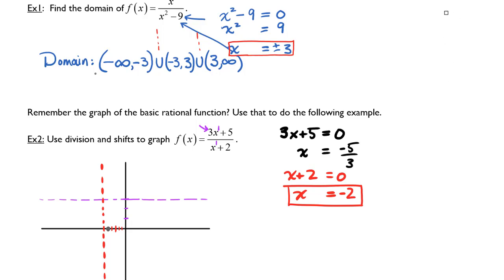So we now have enough information to get a general idea of what this graph is going to look like. Let's pick a test value to the left of negative 2. Let's say negative 3. And let's also pick a test value to the right of 0. Let's say it's 1. This will tell us where our graph exists. At negative 3, we would have negative 9 plus 5, which is a negative value, over negative 3 plus 2, which would be negative. So this is overall a positive region.